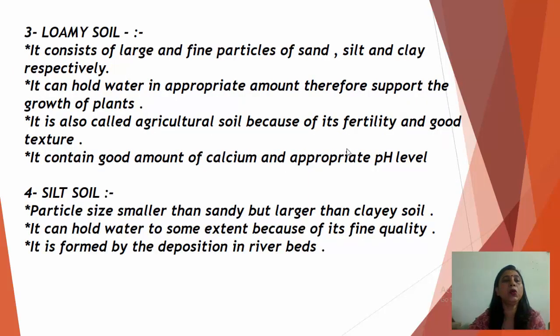Now the third is loamy soil. Loamy soil is an intermediate between sandy soil and clay soil. It consists of large and fine particles of sand, silt and clay respectively. It can hold water in appropriate amount, means na zyada na kam. Therefore supports the growth of the plants, and this soil is the most fertile soil, and it is also called as agricultural soil because of its fertility and good texture. It contains good amount of calcium and appropriate pH level. That is the best soil for the growth of crops and plants is the loamy soil.